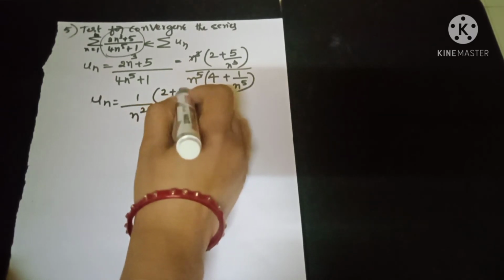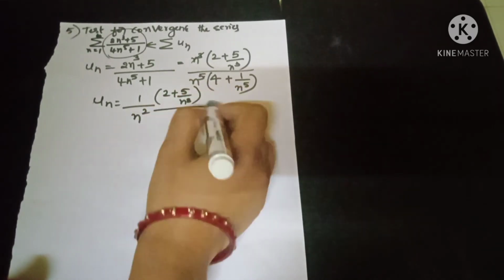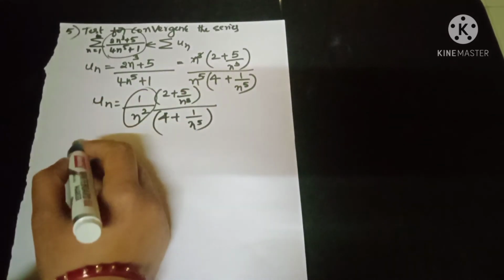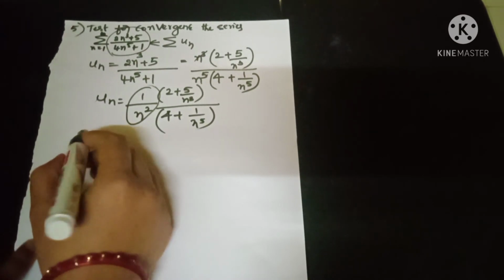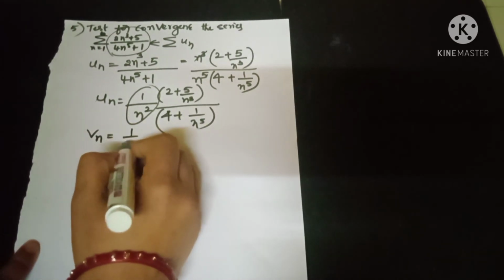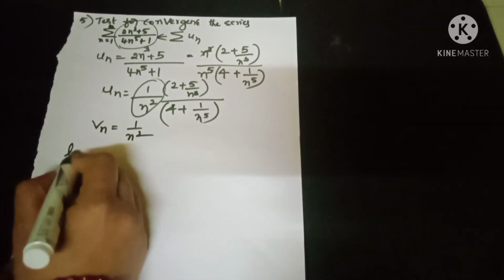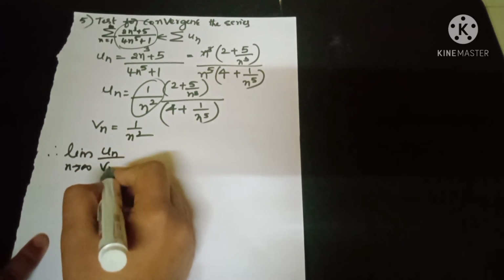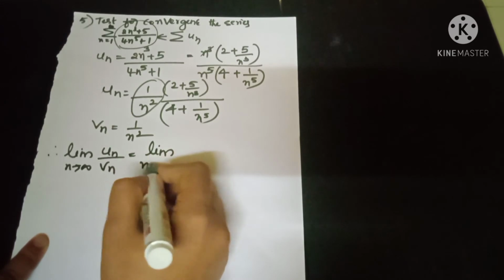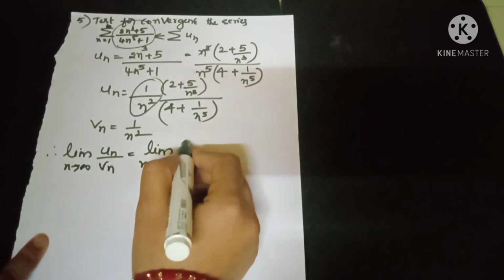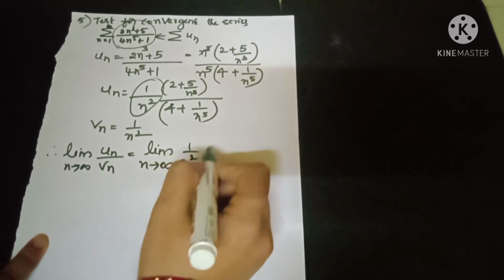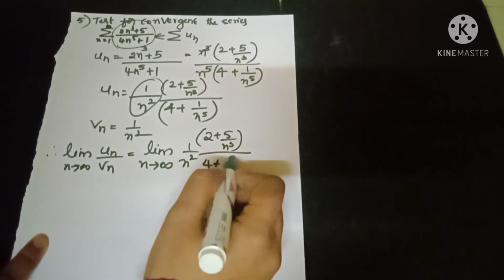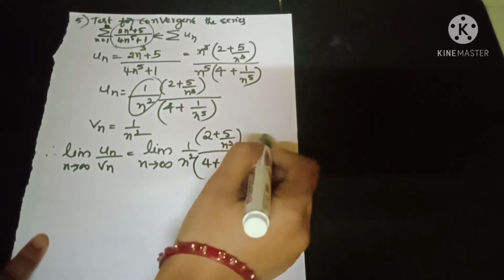into (2 plus 5 by n cube) upon (4 plus 1 by n to the power of 5). Now we'll take this n square as an auxiliary series. Take Vn is equal to 1 by n square. Now what happens to the limit? Therefore, the limit as n tends to infinity of un by Vn will be the limit as n tends to infinity of, what will be the un, 1 by n square into (2 plus 5 by n cube) upon (4 plus 1 by n to the power of 5), into n square.